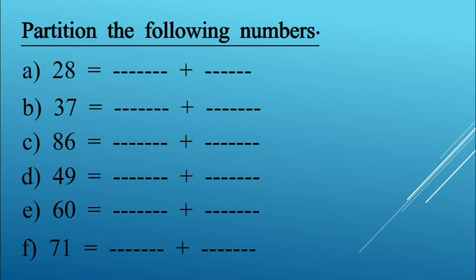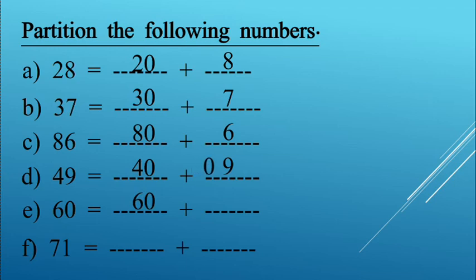Partition the following numbers. Students, now try to answer A, B, C, D, E, F. A. 28. 20 plus 8. 37. 30 plus 7. 86. 80 plus 6. 49. 40 plus 9. 60. 60 plus 0. 71. 70 plus 1. Excellent.